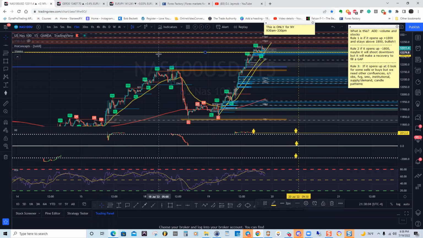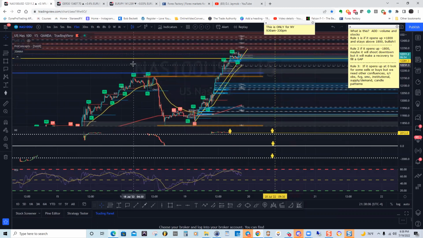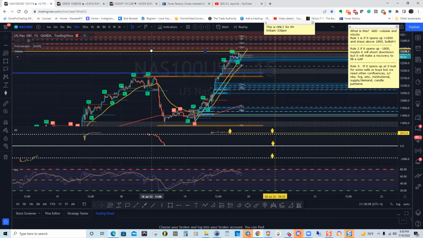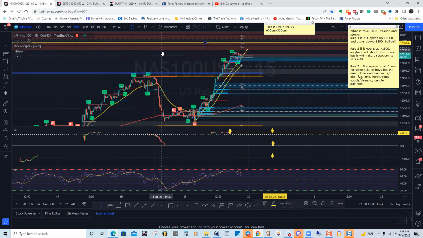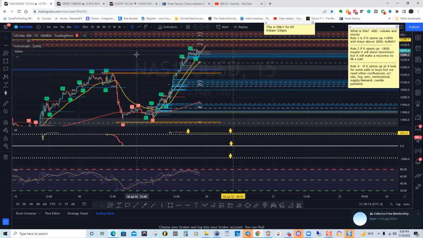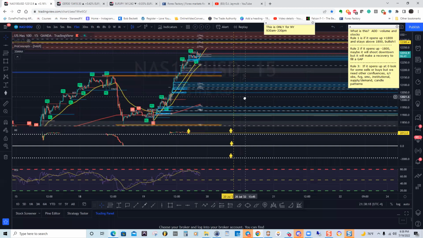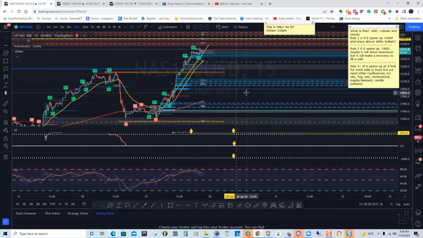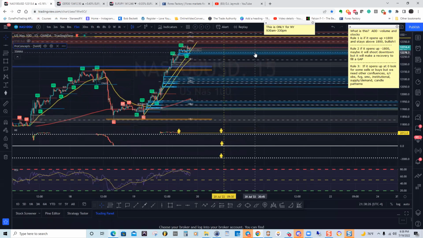So I need another magic number up here someplace. I'll know what the magic number is once we get into New York. I don't know what it is, so I'm going to leave this right there. It's unknown. So if you open up here and you stay above 1800, I'm taking buys for the market. But if it starts hitting resistance, then I'm looking for a sell off sometime in the afternoon or later in the day, which is considered Asia.